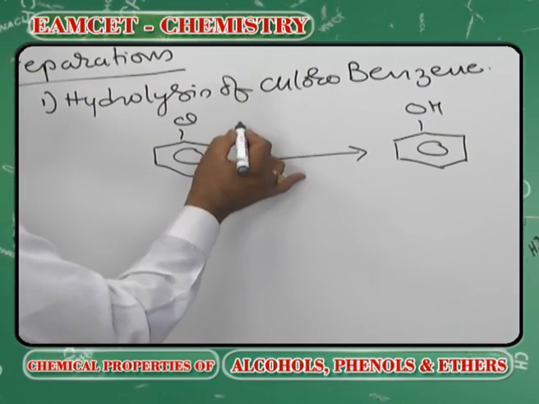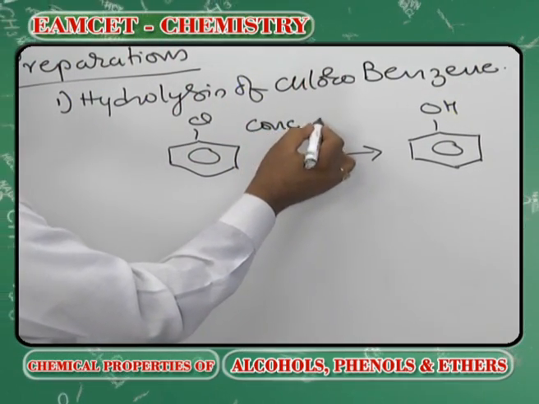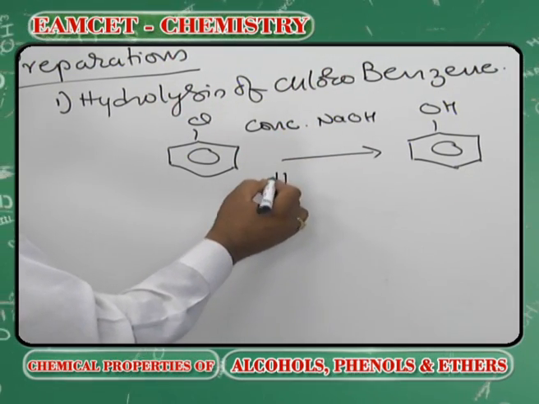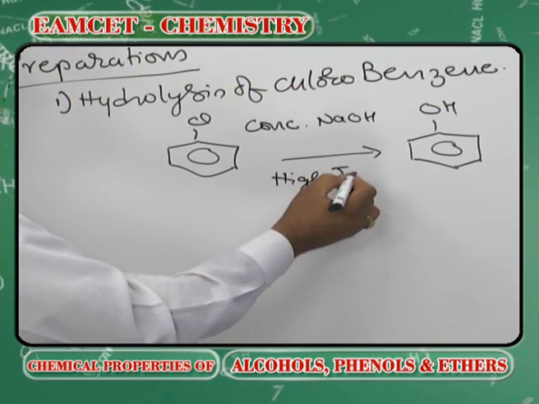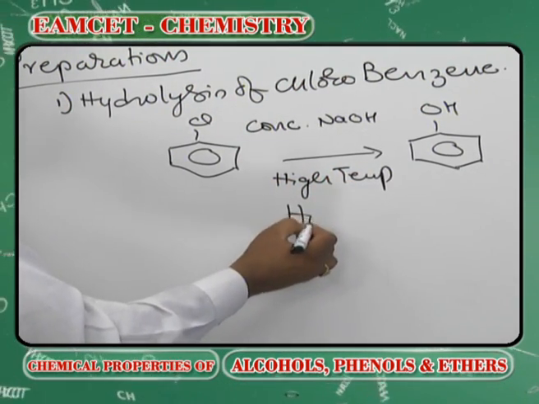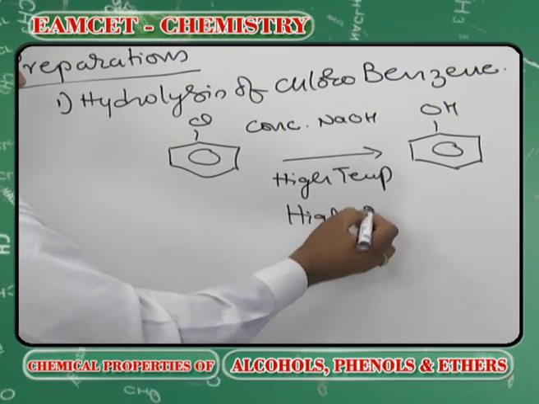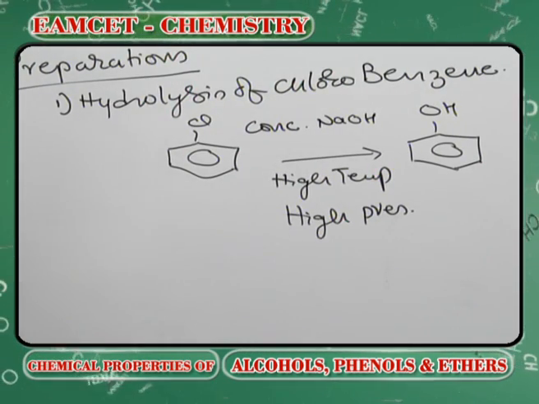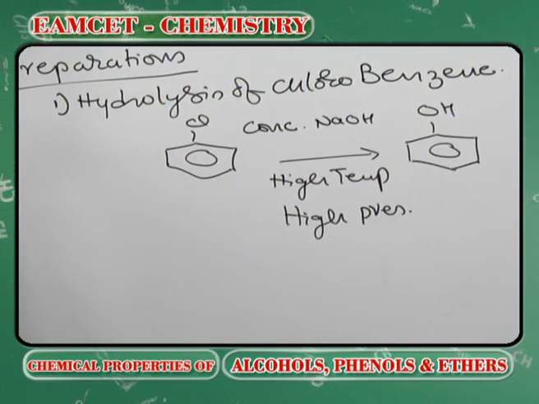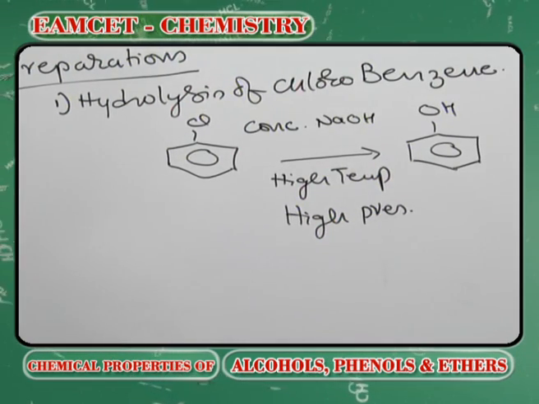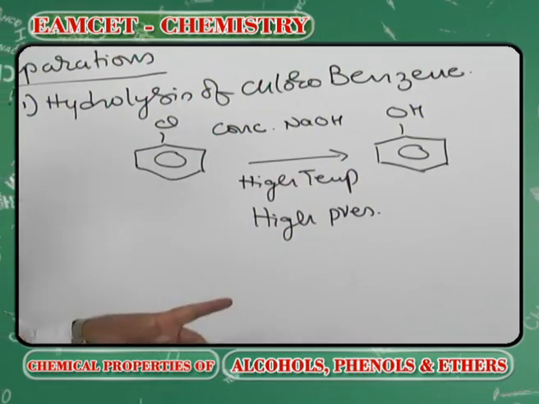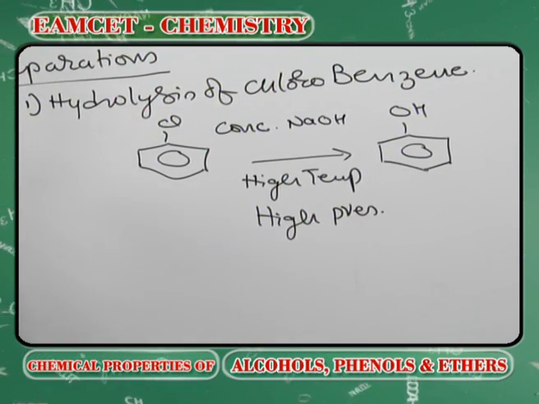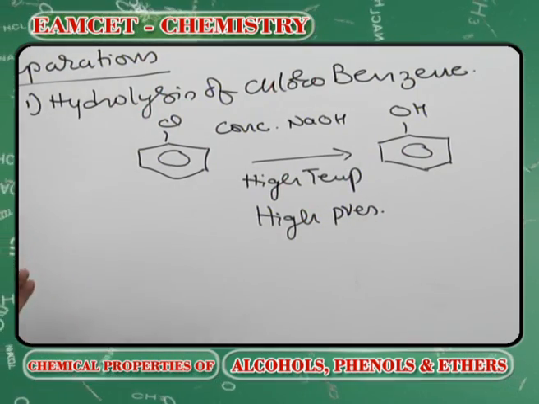We have to take three different conditions. One is concentrated NaOH, second is a high temperature, and third is high pressure. All these three conditions should be there. The high temperature of approximately 350 degrees is not a big issue, but the high pressure of around 150 atmospheric pressure is. In the laboratory we cannot maintain 150 atmospheric pressure. Only industrially is the method possible.